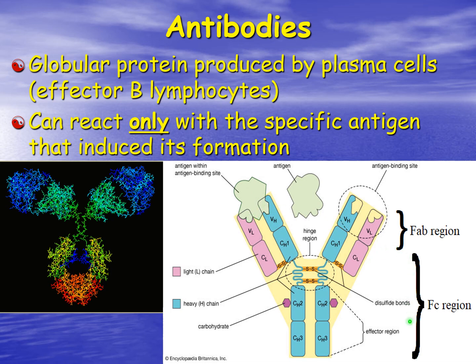The FC region stands for constant or crystallizable fraction, and in these regions, the amino acid sequence does not vary very much within a class of antibody. So I can look at this space filling model here, and I know that there are some carbohydrates right here on the FC region, and because of their location, I can tell you that this is an IgG class antibody.